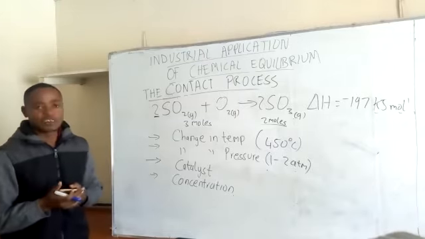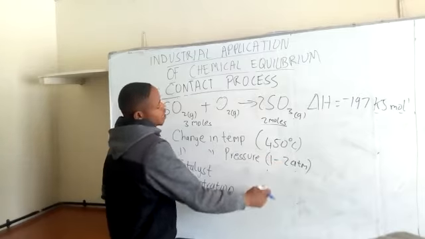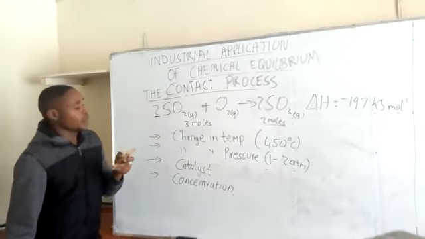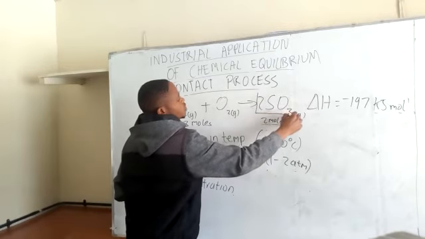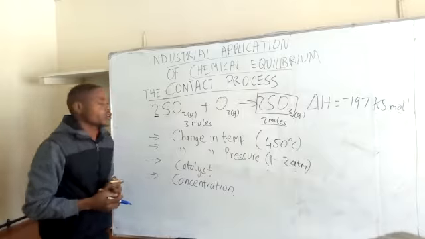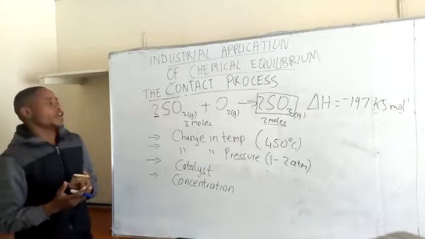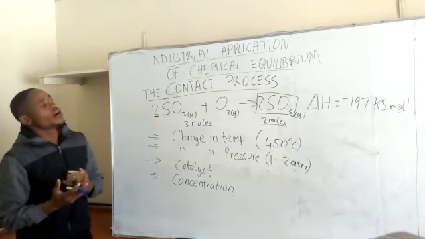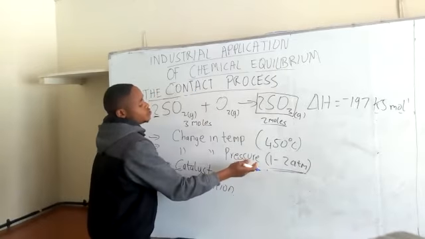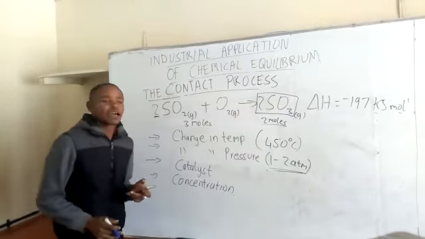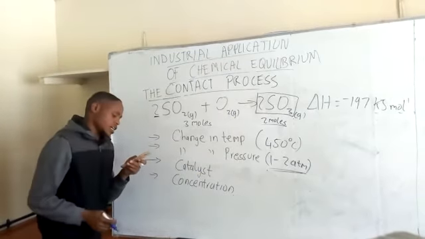So that's why the pressure used in that system is between 1 to 2 atmospheres. If you use more pressure beyond 2 atmospheres, you will not be able to produce sulfur trioxide gas, because at high pressure that gas will liquefy. That's why the pressure must be kept between 1 to 2 atmospheres to ensure that we get our product in gaseous form.